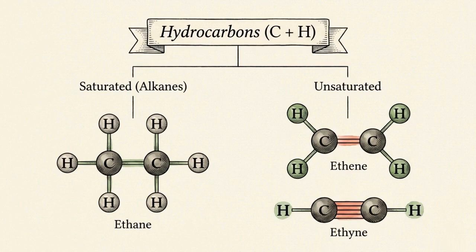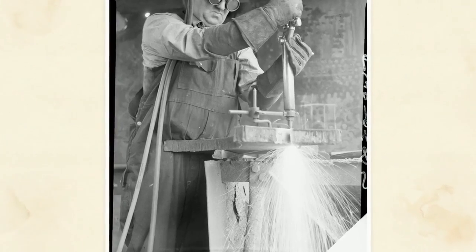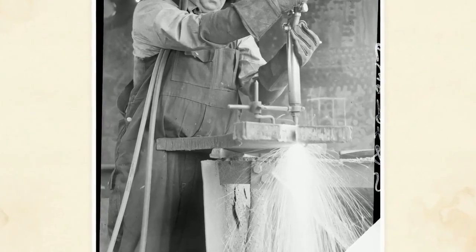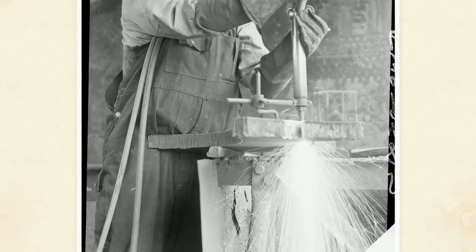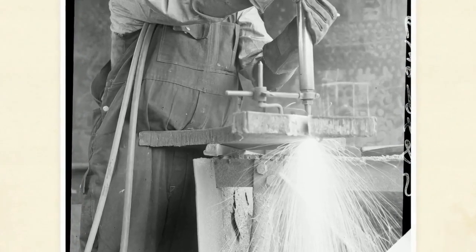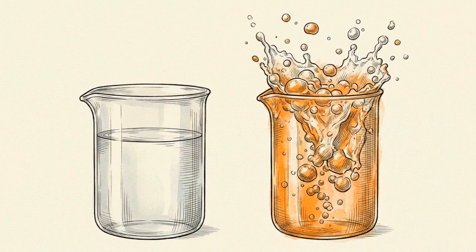On the right side are unsaturated hydrocarbons. Look at ethene with its double bond and ethyne with its triple bond. These multiple bonds are areas of high electron density, which makes unsaturated molecules more reactive than saturated ones. We see the results of that reactivity in this photo. The intense heat cutting through metal is produced by burning ethyne, an efficient industrial fuel. Identifying whether a molecule is saturated or unsaturated is the first step in predicting how aggressively a chemical will react with other substances. Now for Quadrant 3, the nomenclature rulebook.